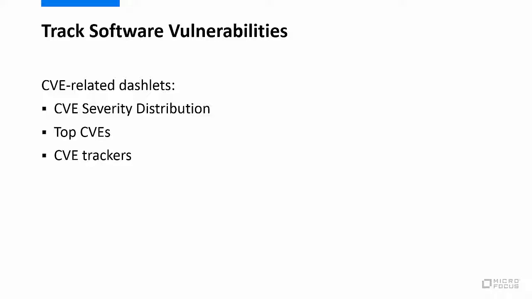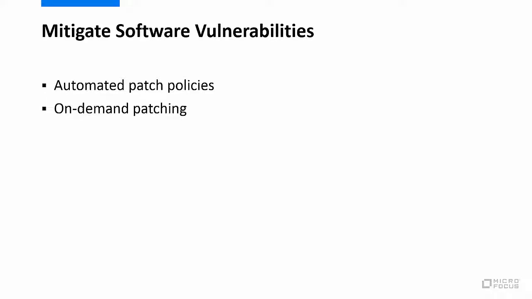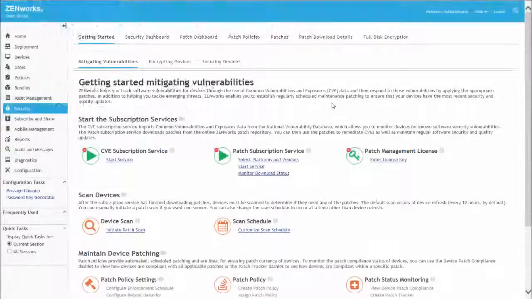The actual patching of devices or mitigating these vulnerabilities occurs in one of two ways: by using patch policies, which automates the patching process to mitigate most vulnerabilities, and by patching on demand, using patch remediation to mitigate vulnerabilities that require immediate attention. Now that we've covered a little about how ZENworks mitigates software vulnerabilities, let's start the subscription services.